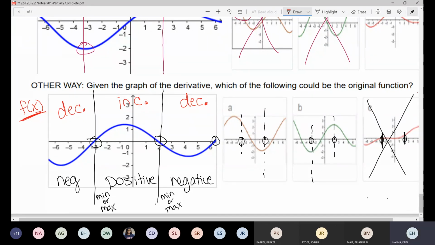So which one of those 2 options we have left starts decreasing and then changes to increasing and then goes back to decreasing? The only option is B, because A starts out increasing, so that wasn't the correct option. Make sense?